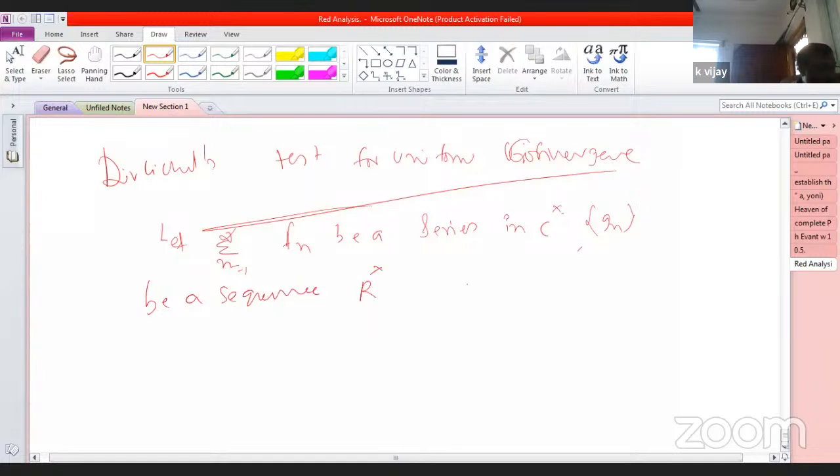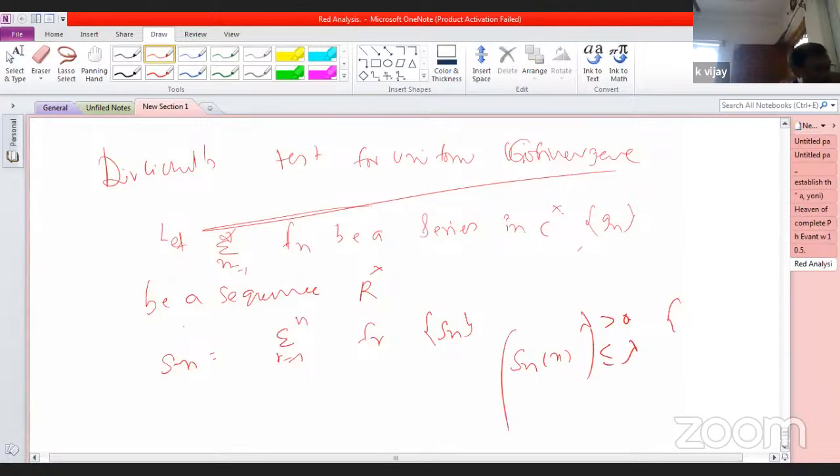Suppose there is a subset A of X such that S n equals the summation of r equal to 1 to n of f r. Therefore, S n is uniformly bounded on A. So there is lambda greater than 0 such that the modulus of S n of x is less than lambda, for all n greater than or equal to 1 and for all x belonging to A.